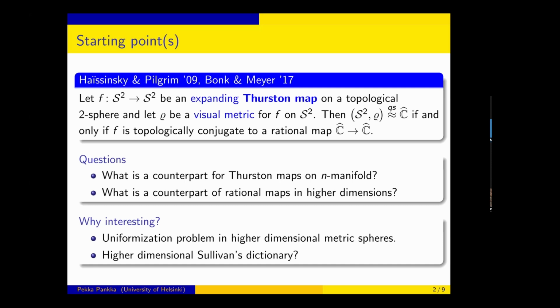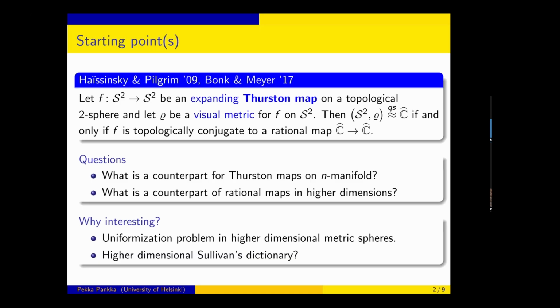So for me, this question about having a visual metric where you can characterize the quasisymmetric class was very exciting, because now you have a way to talk about positive results, and this was my angle on this higher dimensional question.